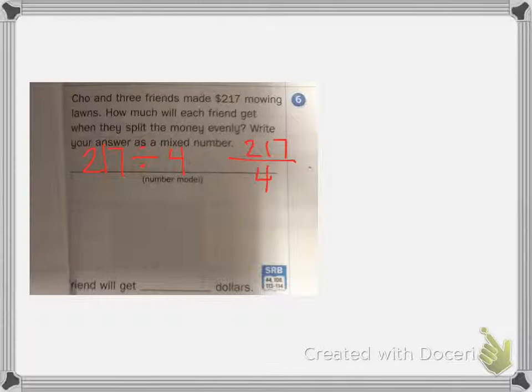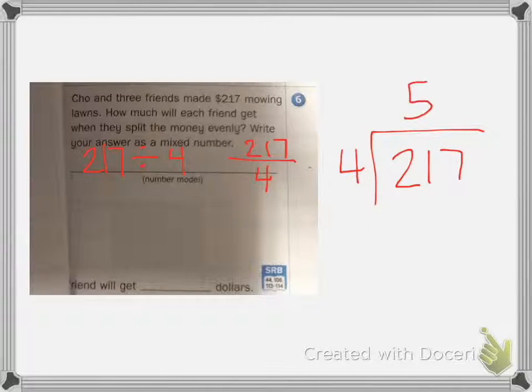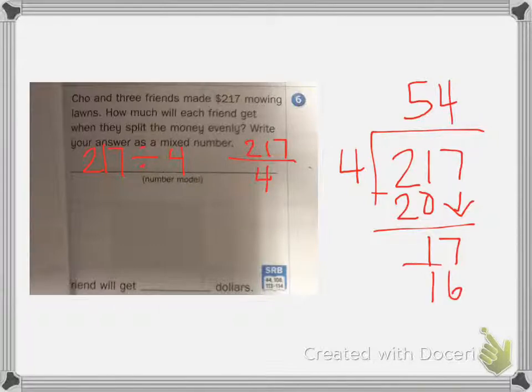So now we actually have to solve it and see how much each friend will get. If we look here, 4 cannot go into 2, but 4 can go into 21. So 4 goes into 21 5 times, which is 20. Subtract, bring down the 7. 4 goes into 17 4 times, which is 16. And we have 1 left over. So each friend is going to get $54, but then we have $1 left over. So we're going to split that dollar 4 more ways. So each friend would get 54 and 1/4 dollars.